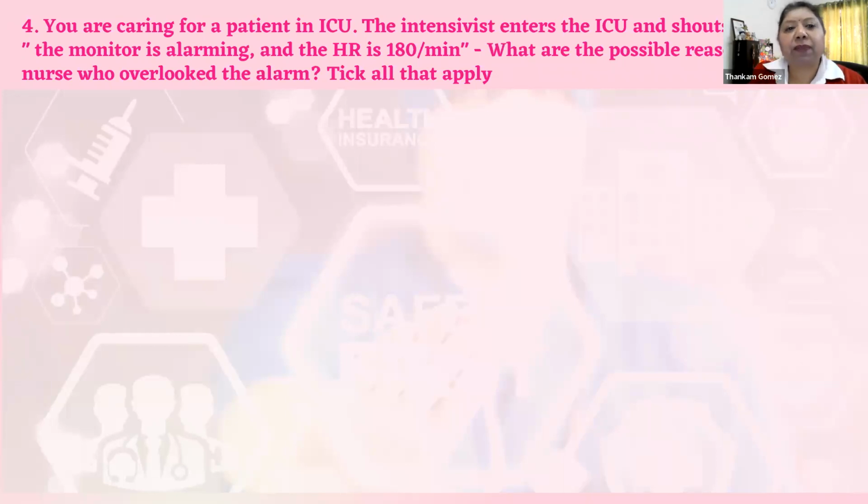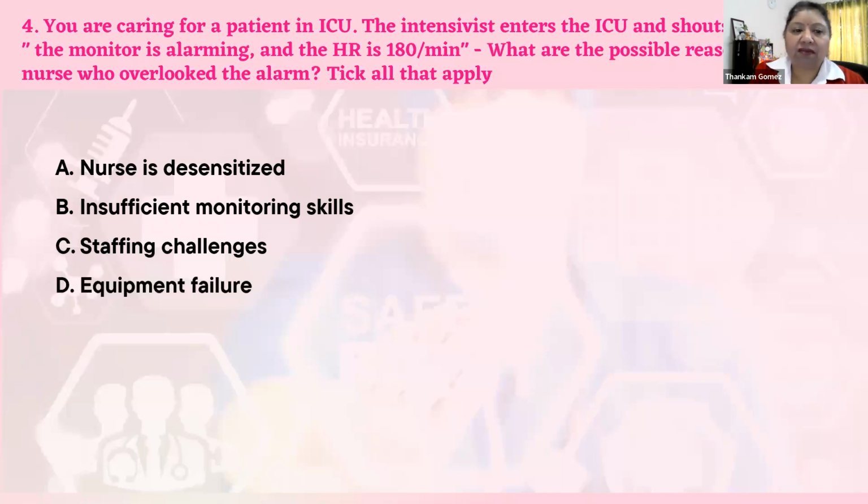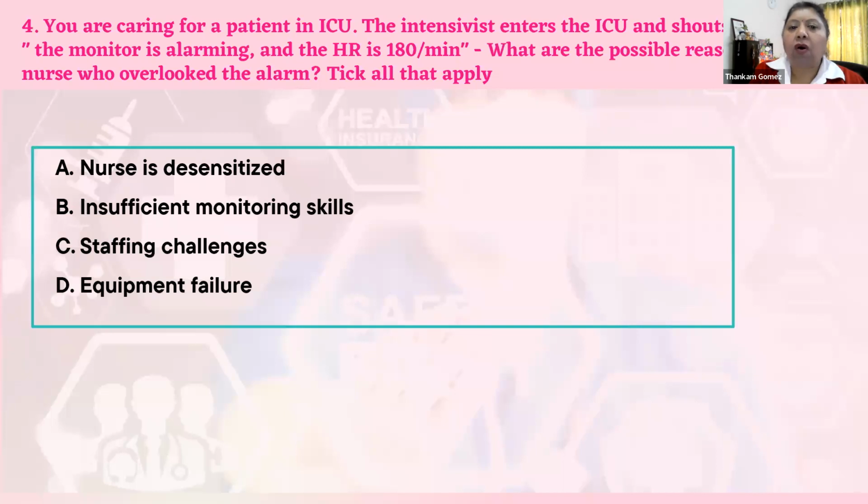Now you're caring for a patient in ICU. Intensivist enters the ICU and shouts at the nurse, the monitor is alarming, the heart rate is 180. What are the possible reasons for the nurse to overlook the alarm? Tick all that apply. Nurse is desensitized, insufficient monitoring skills, staffing challenges, equipment failure, all of them.